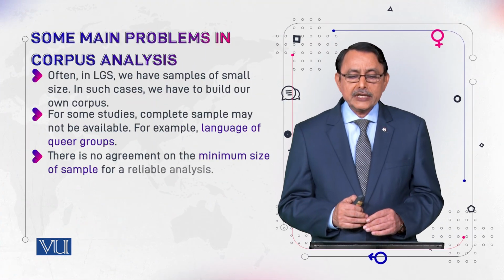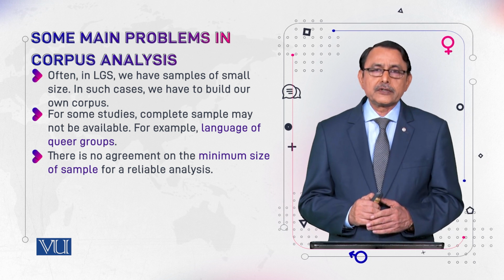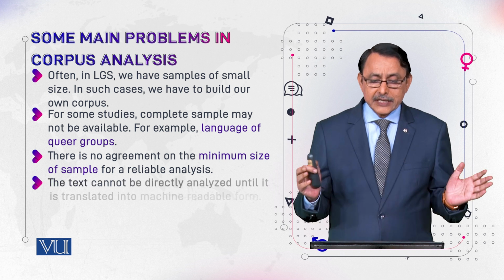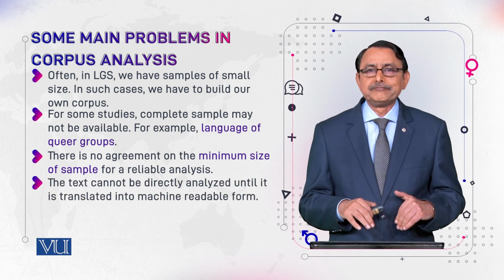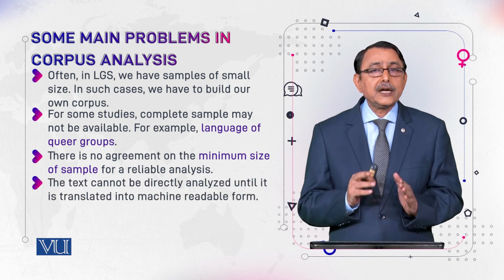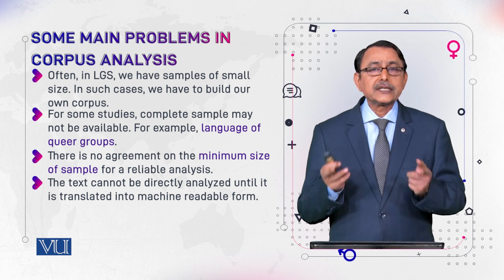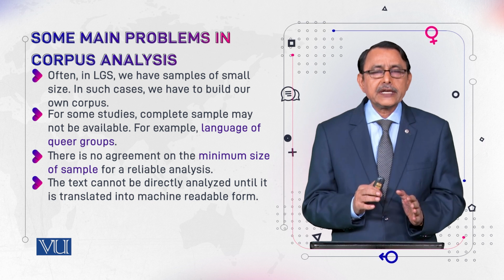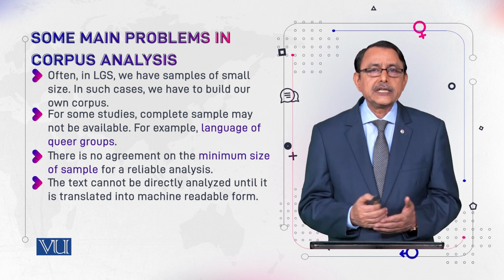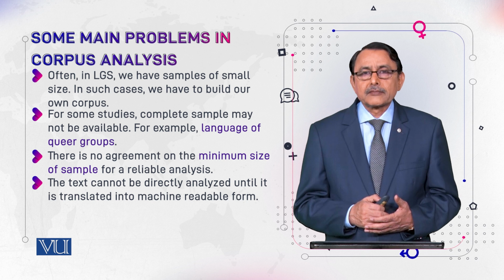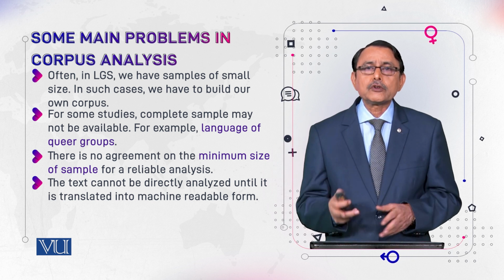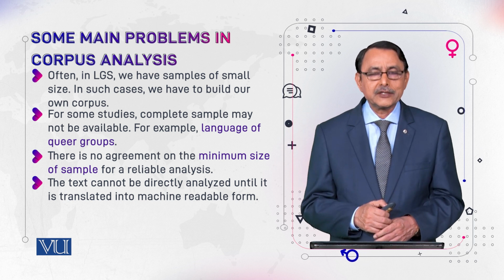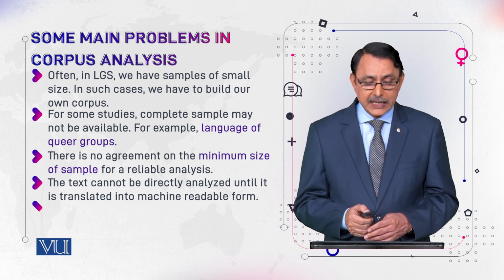There is no agreement on the minimum size of sample for reliable analysis. The text cannot be directly analyzed until and unless you first of all translate your text into the language of computer, the language that a machine can read. Machine here means computer. So first you translate your ordinary text into machine readable text, then you are able to analyze. These are certain problems.